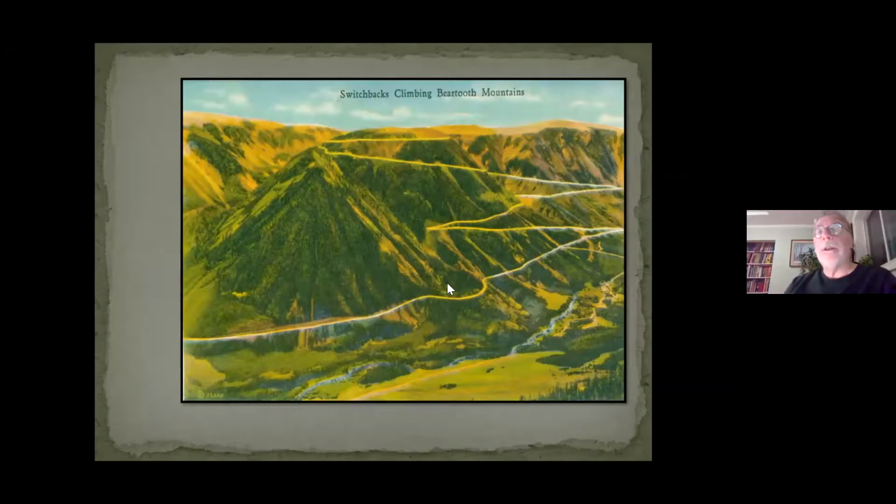Just another postcard view of the Beartooth Highway. This is taken from a photograph, just to give you a sense of what it looked like climbing up to the top of the plateau.